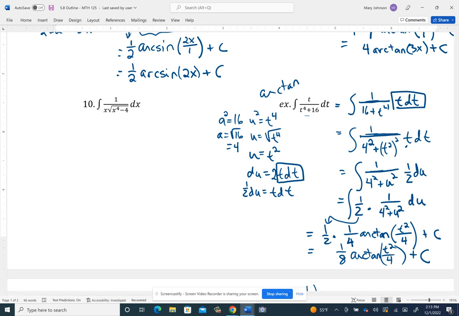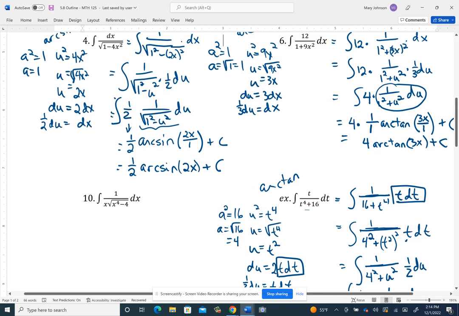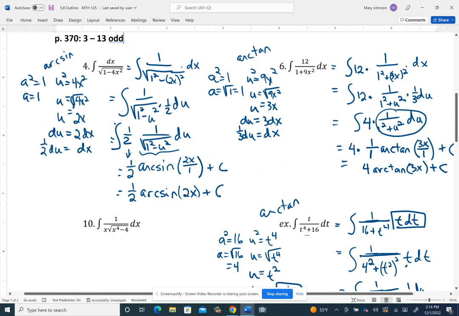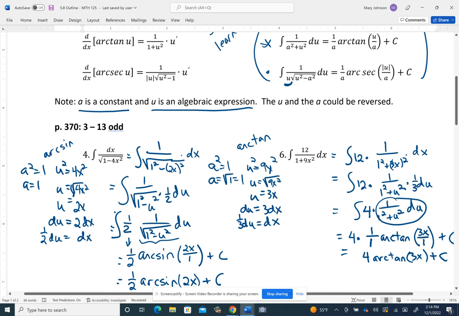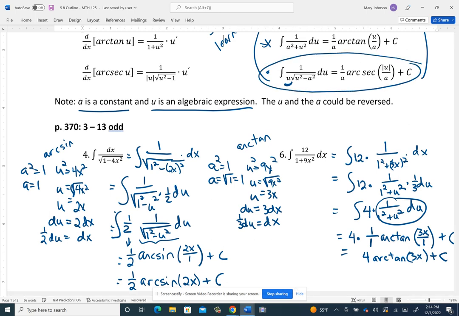All right, when I go to do this one, I'm still thinking about that arc-secant that I just did. It kind of has that feel. I see the square root. I see the x out in front. Okay, so I'm going to be focused on this formula right here. I need to do like I did on the other one and identify the u and the a and make any adjustments that I need to make. Okay, all right, so watch.